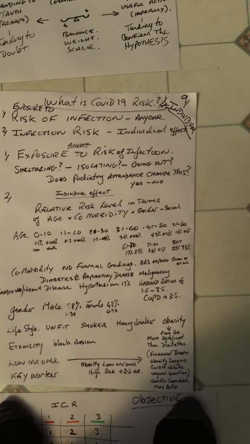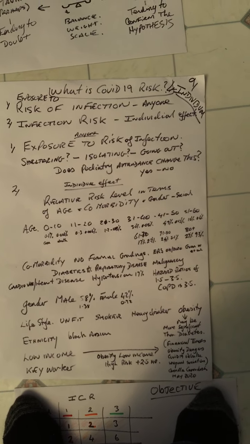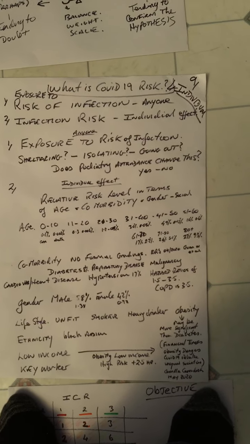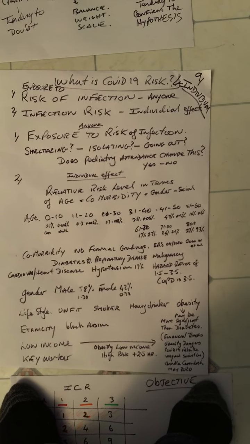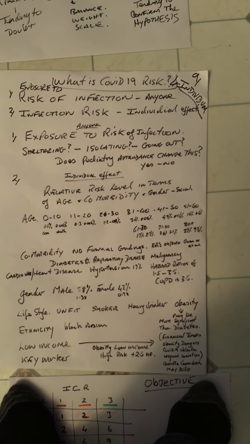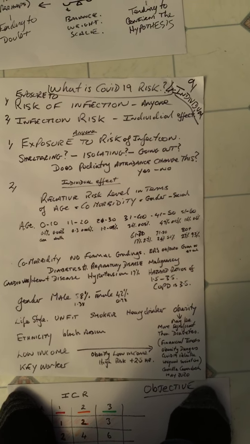So what is the COVID risk for the individual? How do we think about that? We've got the exposure, as I said before, that applies to everyone or anyone, and the infection, the individual risk. So the exposure risk is people sheltering or isolating or going out.